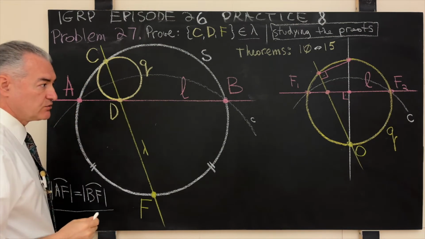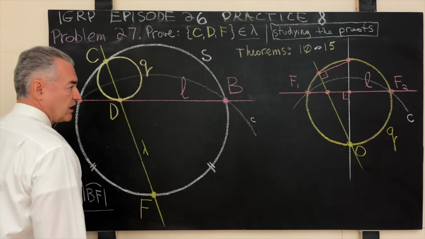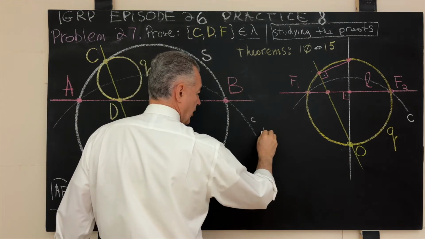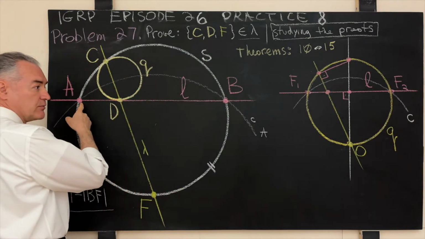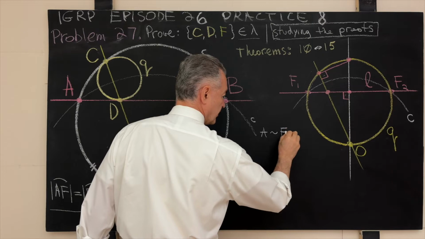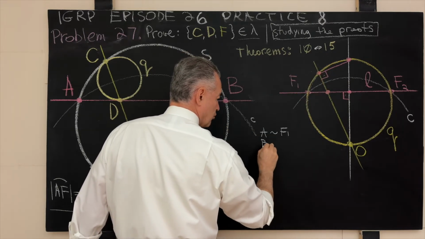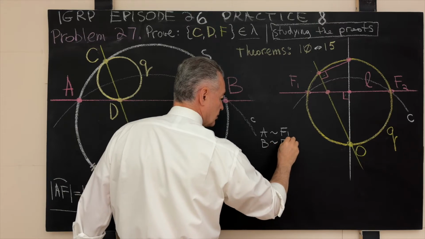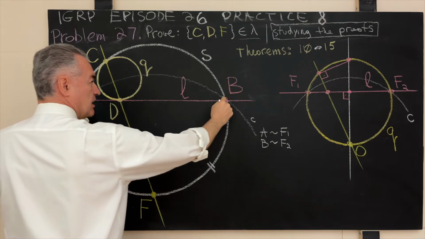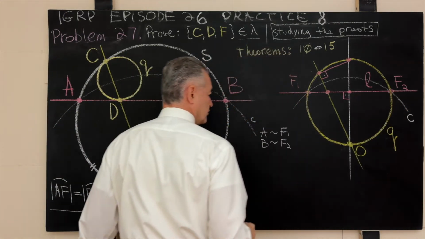Well, we can establish a certain correlation. Look at this. There is some degree of freedom over here, but let's say our point A in this problem corresponds to the point F1 in theorems 10 and 15. The point B corresponds to the point F2. In other words, our shared points A and B correspond to the shared points F1 and F2. What else?